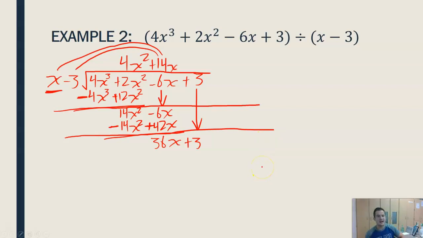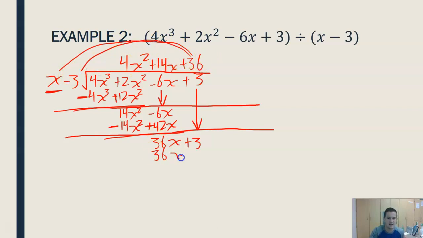Now, again, this is my new dividend here. So what multiplied by x is 36x? Well, that's going to be 36. So 36, now I need to multiply 36 by both of these terms. 36 times x is 36x. 36 times negative 3, that's negative 108. I have this written down. I did this problem in advance.